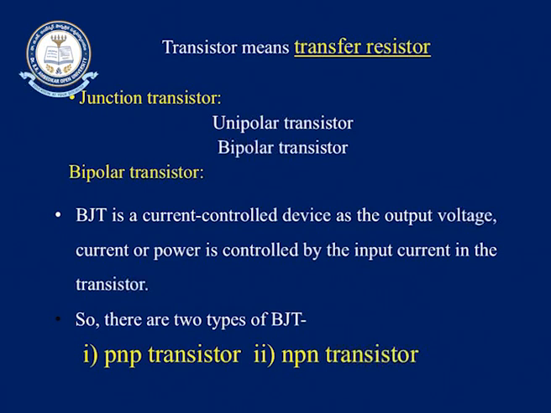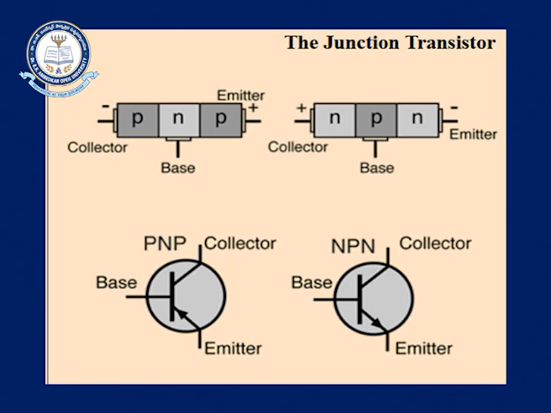This bipolar junction transistor is abbreviated as BJT, and it is a current control device. We get output as either voltage or current, and it is useful for power controlling devices. The current across the input is called the input current. Here we have 2 types of transistors: the first is the PNP transistor, the next is the NPN transistor. Both come under junction transistors. In a PNP transistor, on the 2 sides we have P material, and in the middle we have N material.